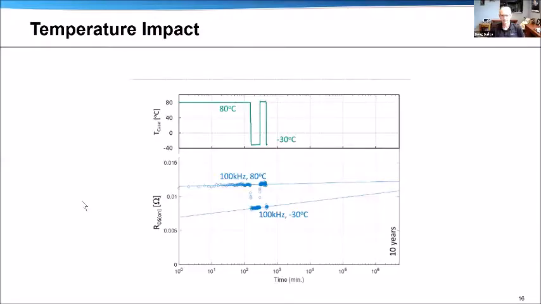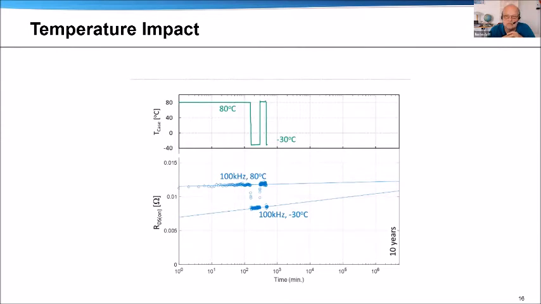So this is just an image of that. On the top in green, you can see the temperature profile that we're oscillating back and forth. And on the bottom, you can see the on resistance. At the lower temperature, the on resistance, of course, is lower, but the slope is higher. That's on resistance versus time. So we go back and forth, and it goes to the higher slope at lower temperatures. It goes to almost flat at 80 degrees C.